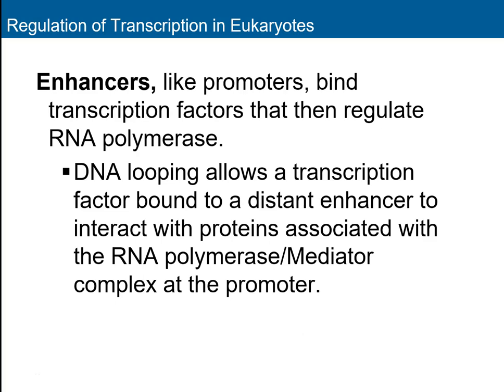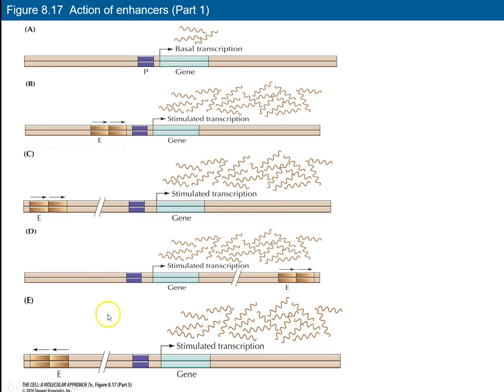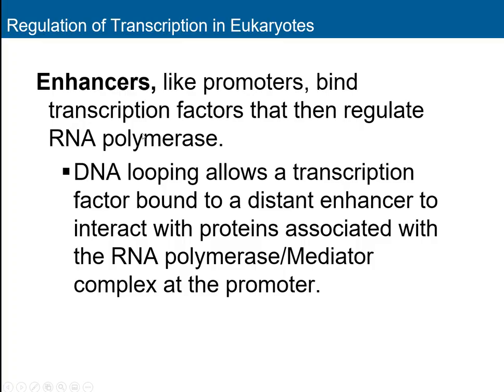Enhancers, like promoters, will bind transcription factors. Here's your promoter and here's your enhancer. These are both sequences of DNA to which things will bind to regulate transcription. That's what this is telling you. It says DNA looping will allow a transcription factor bound to a distant enhancer to interact with the proteins associated with the RNA polymerase mediator complex. Remember, I told you all those general transcription factors are there no matter what gene you're transcribing.